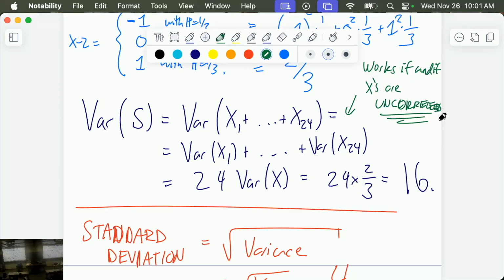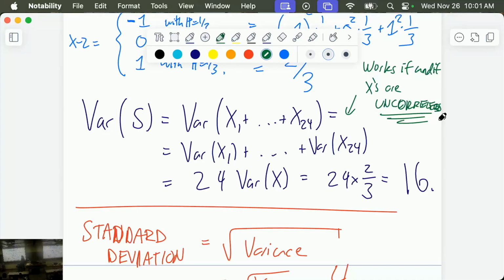So it works if the things are uncorrelated. That means they're like at 90 degrees to each other in some sense. They don't affect each other in some particular sense. And if they are correlated, you have to add on a correction term. We will save the correction term for math stat in third year. So let's set up a trickier question.